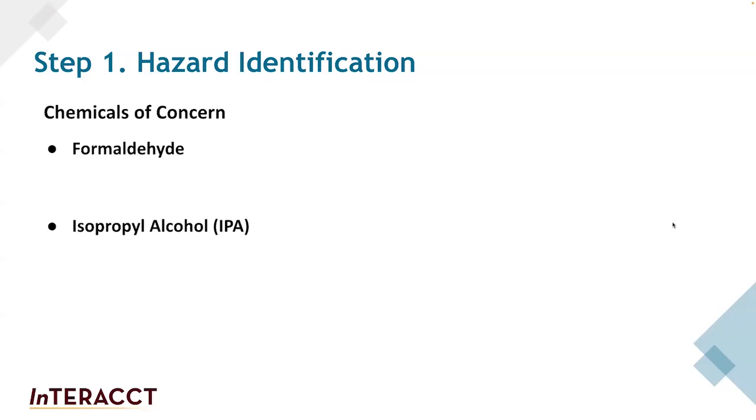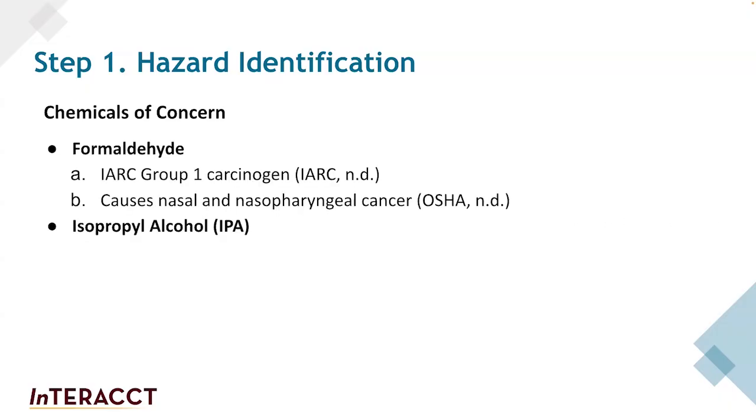Let's begin with step 1, hazard identification. In this scenario, we're focusing on two chemicals, which are formaldehyde and isopropyl alcohol. Formaldehyde is classified as a Group 1 carcinogen by the IARC, which means there is strong evidence that it causes cancer in humans. Specifically, it's been linked to nasal cancers, according to OSHA.